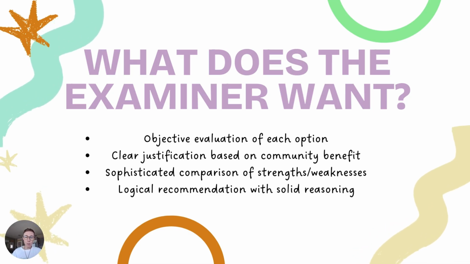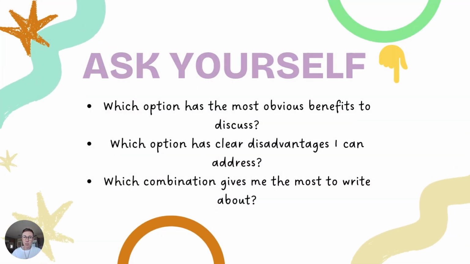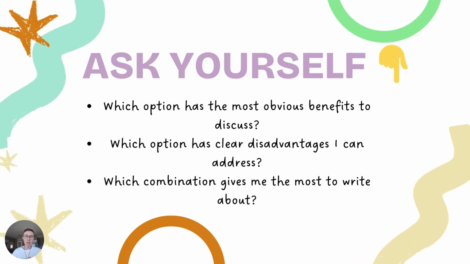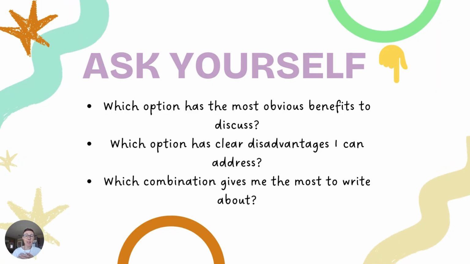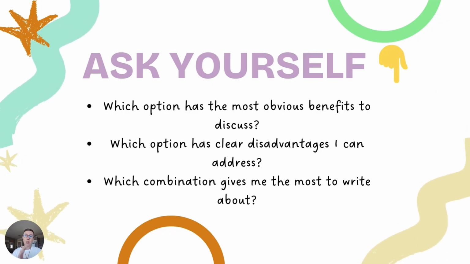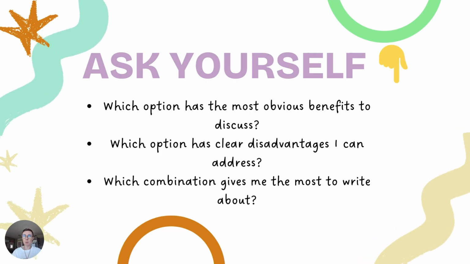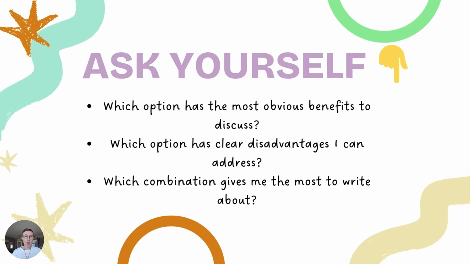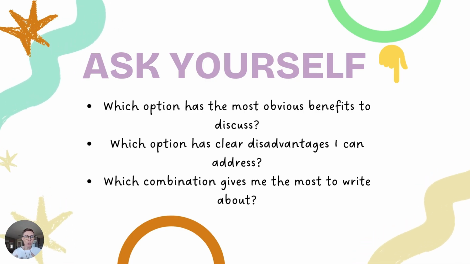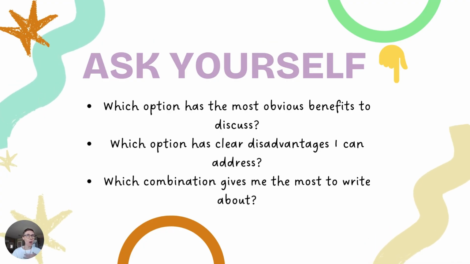So before we even begin writing, we're going to ask ourselves, which option has the most obvious benefits to discuss? Which option has clear disadvantages that I can address? And which combination gives me the most to write about? This is important. We need to have things to say. So we need to choose the two options that we actually have arguments for.